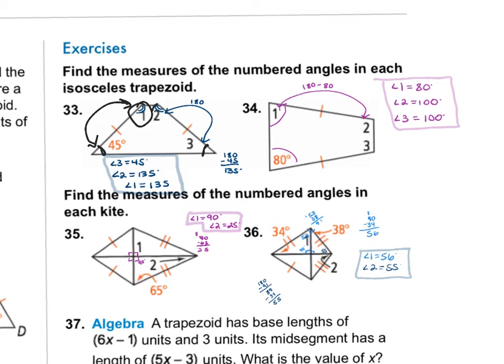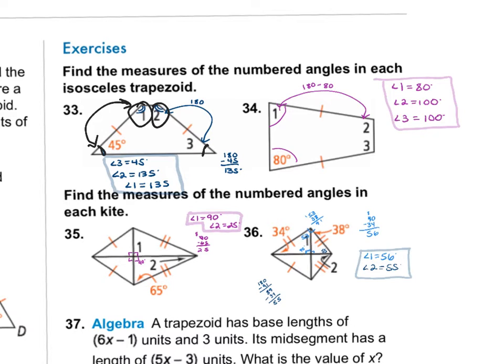And then 1 and 2 are congruent. So I did 180 minus 45 to get 135 for angle 1. And then angle 1 and angle 2 are the same. Yep. Alyssa. How did you get, how come 3 isn't 80 degrees?